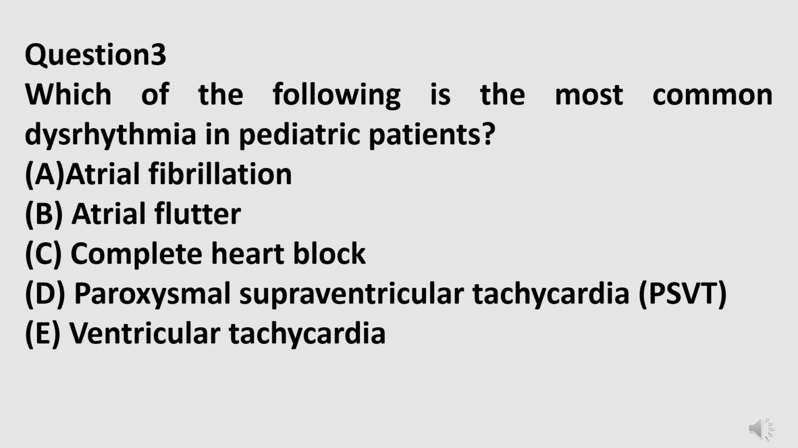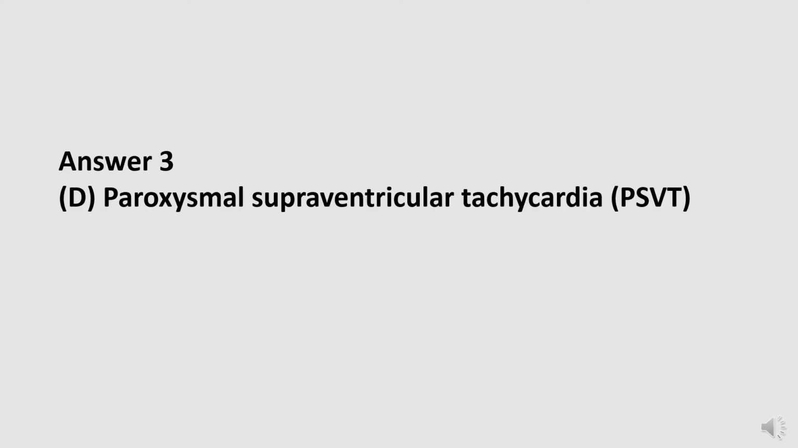Question 3. Which of the following is the most common dysrhythmia in pediatric patients? A. Atrial fibrillation. B. Atrial flutter. C. Complete heart block. D. Paroxysmal supraventricular tachycardia. E. Ventricular tachycardia. Answer is D. Paroxysmal supraventricular tachycardia, PSVT.